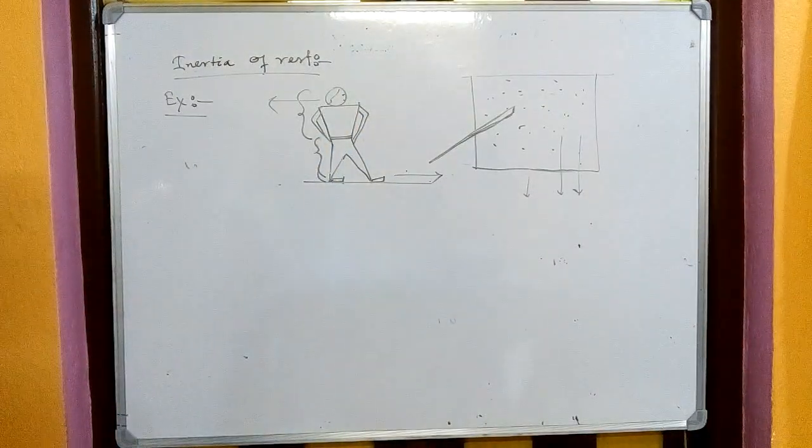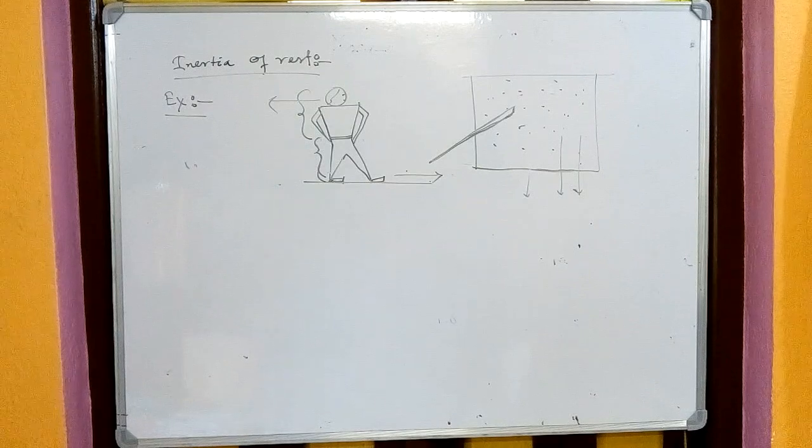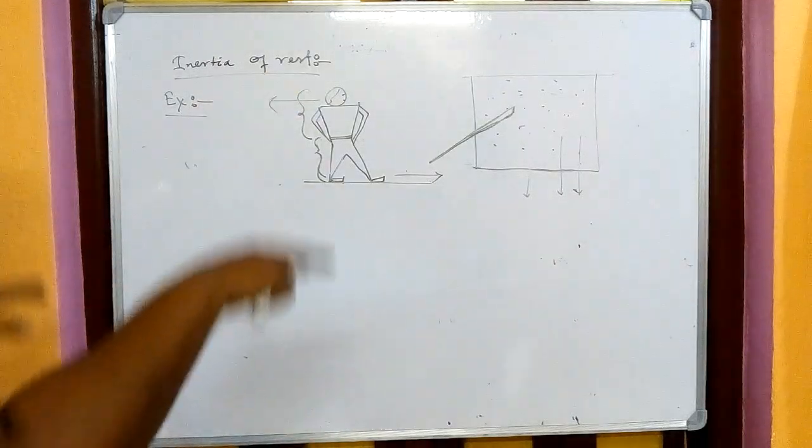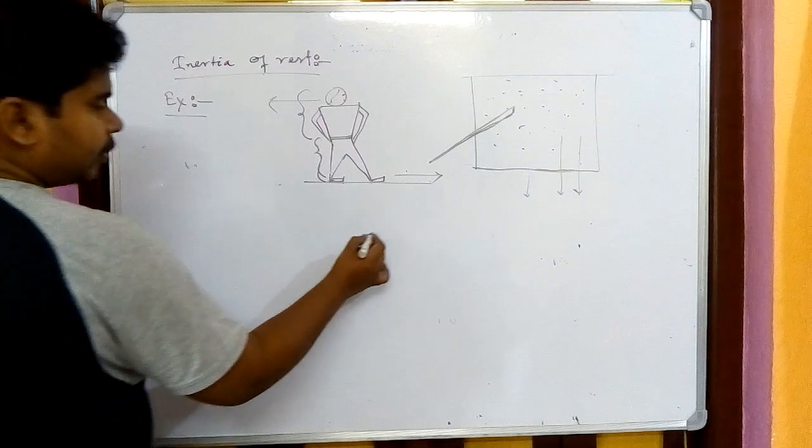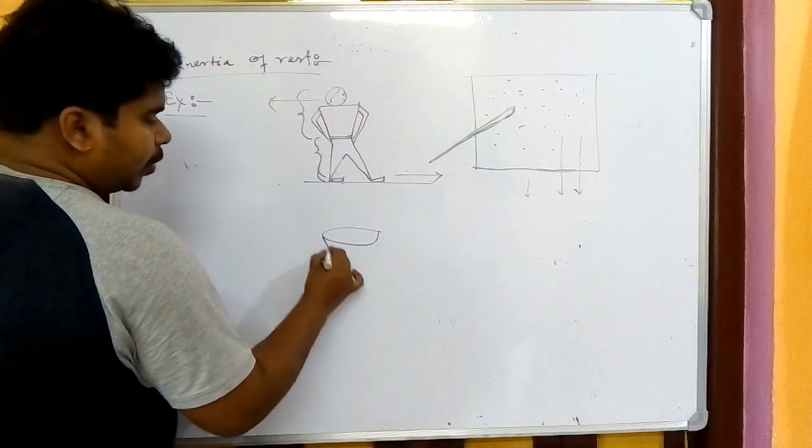If I want to wash it, it is a very huge task, but it is easier to beat it. Though beating is not good in general, if you beat the carpet very hard, the dust particles fall down. That is also one example of inertia of rest. Not only that, one very good example is there.